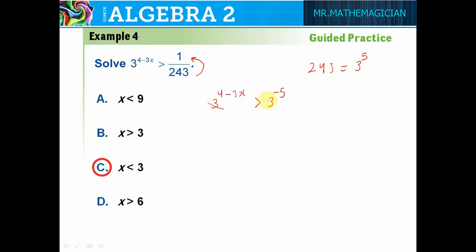I can cancel the bases now. So 4 minus 3x will be bigger than negative 5. Now let's subtract 4 from both sides. So negative 3x will be bigger than negative 9. Let's divide both sides by negative 3. So the sign will be flipped. X will be smaller than positive 3. So this is an accurate solution.